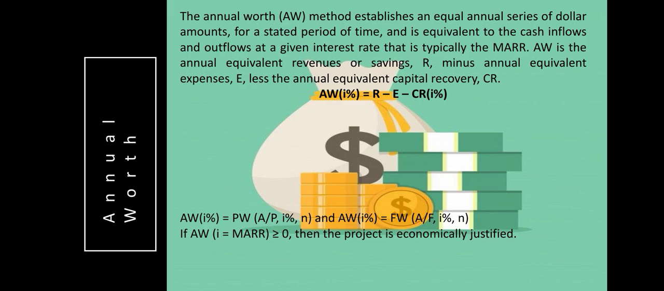Annual worth is equal to the annual equivalent revenues minus the annual equivalent expenses less the capital recovery times the MAR. It says here that when the value of our annual worth is greater than or equal to zero when we compare it to the interest, it implies that the project is economically justified.